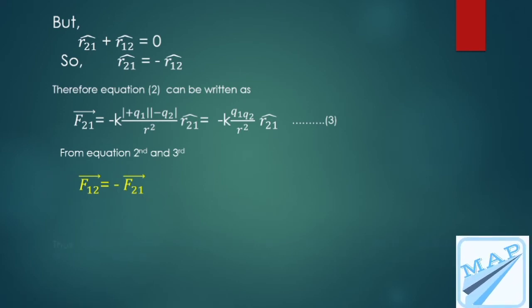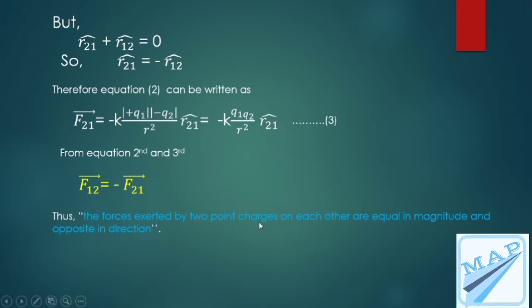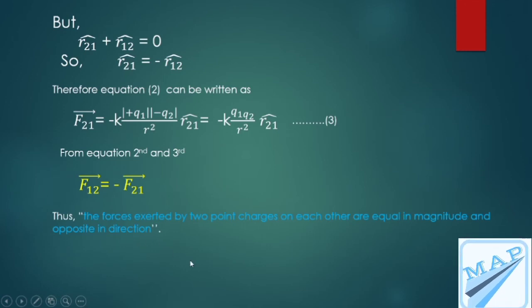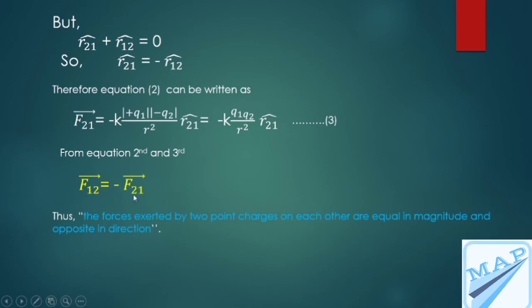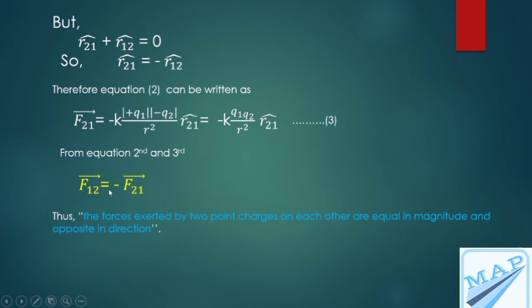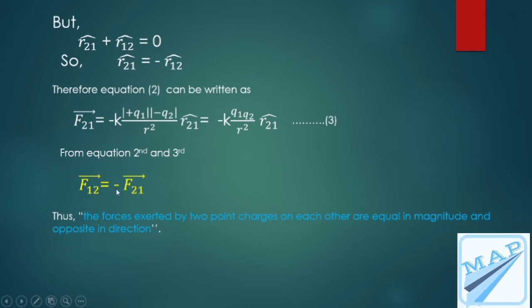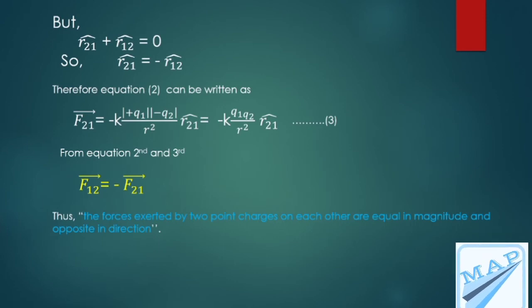What is it? This is showing that the forces exerted by two point charges on each other are equal in magnitude and opposite in direction. Equal in magnitude, because the magnitude of the negative will be equal to the positive, so both are the same in magnitude, but the negative sign shows that they are opposite in direction.